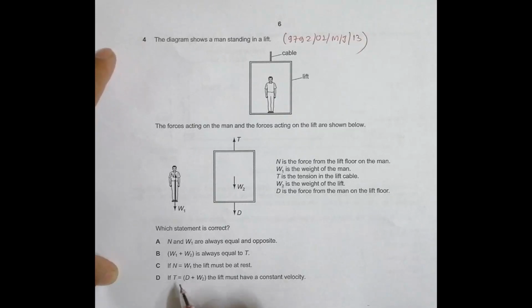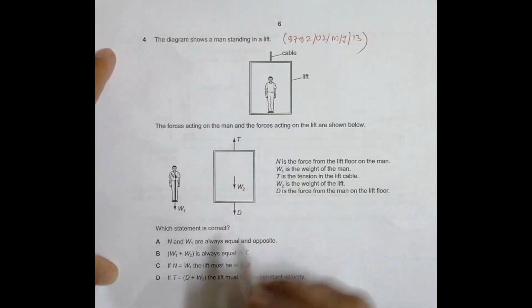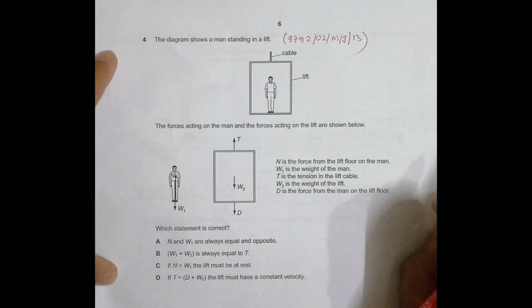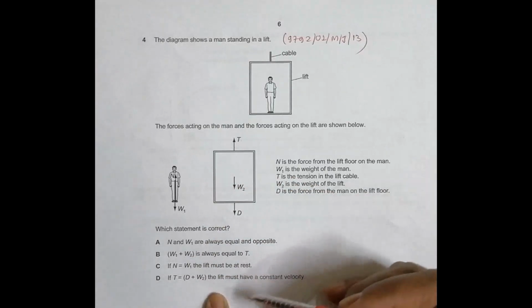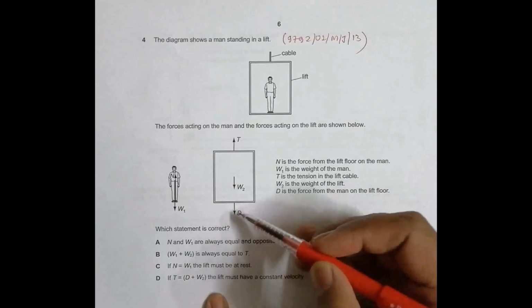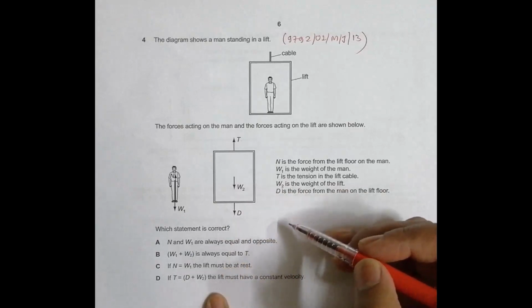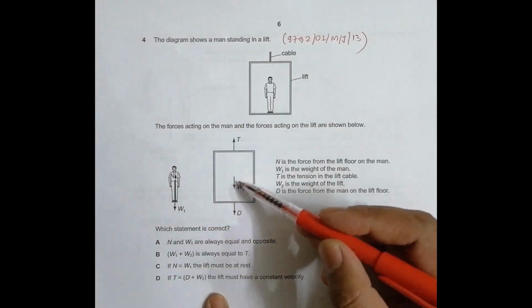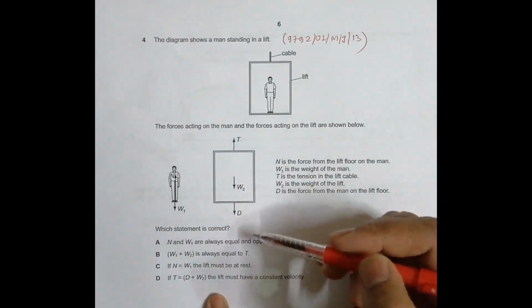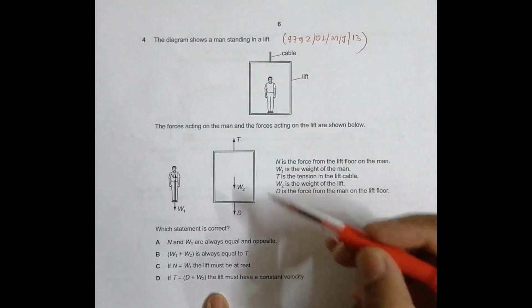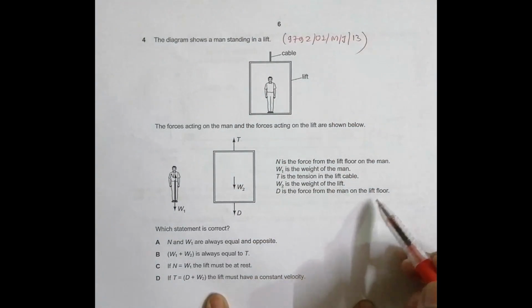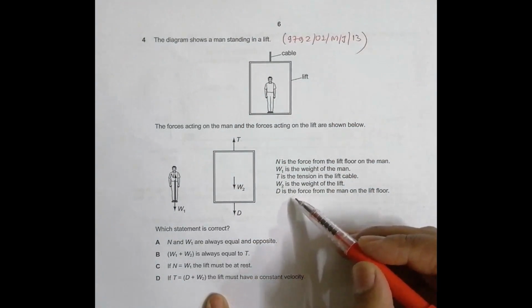And choice D we have: if tension equals D plus W2, the lift must have constant velocity. So this makes some sense. It's because T is the upward force, and W2 and D are downward forces. W2 is the weight of the lift, and D is the force from the man on the lift floor, which means the weight of the person.